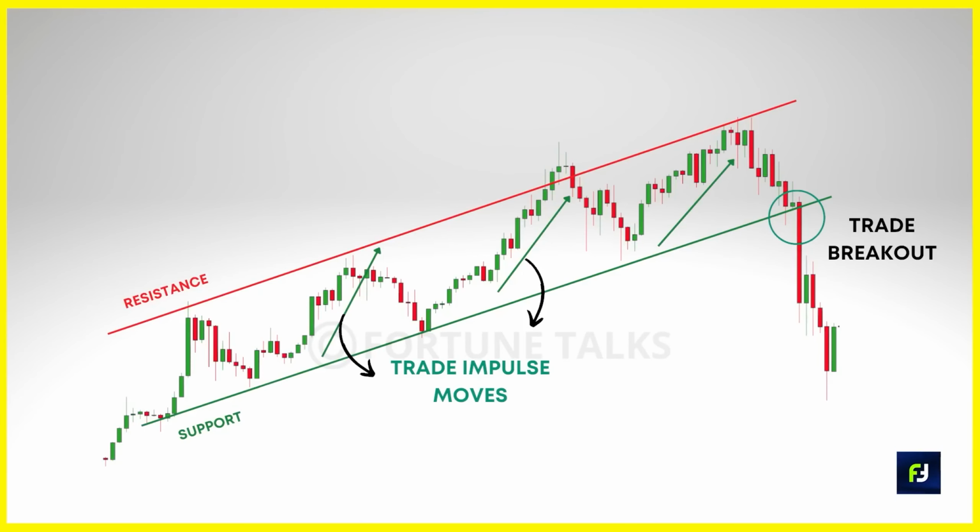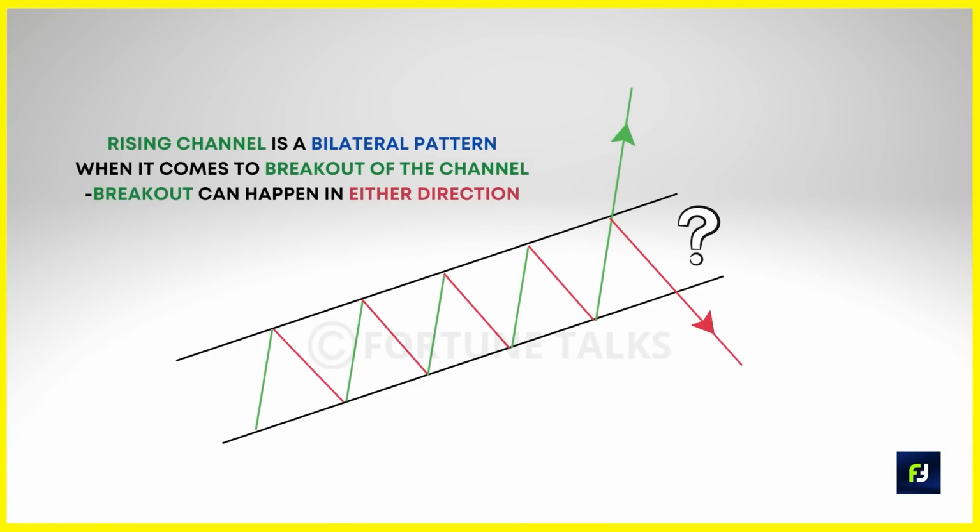Now let's talk about how to trade a rising channel pattern. So you can take 2 types of trades when it comes to rising channel patterns. You can either take breakout trades when the price breaks out of the channel, or else you can trade the impulse price swings in the direction of the existing trend from the trend line. When it comes to breakout trading, the rising channel pattern is a bilateral pattern, meaning that a breakout can happen in either direction. But what I have observed is that the slope of the channel to some extent gives us the information on whether it will be a breakout or a breakdown.